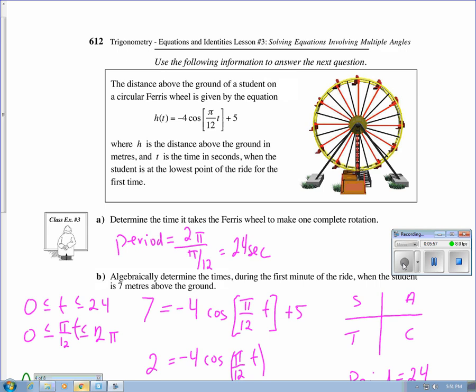You'll notice that the content of my cosine is not desirable. It's pi over 12 times t. I'm going to first look at it to calculate my period. So I've done that. Period is 2 pi regularly on a cosine graph, divided by my b value, which is pi over 12. Which gives me 24 seconds. That's going to be really nice, but I need to deal with angles and radian measure, and that's going to be a difficulty.